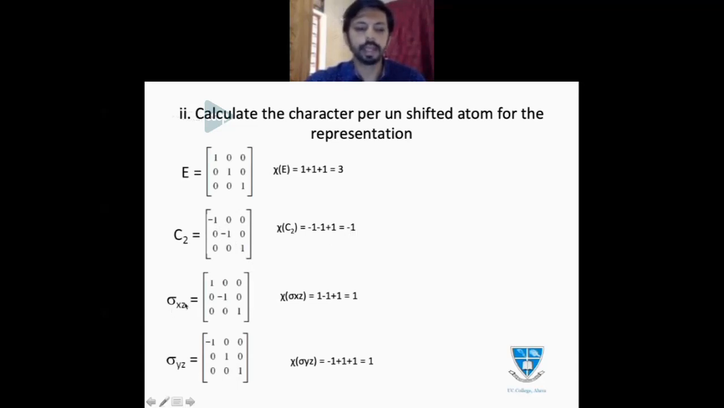Then third, we are giving the sigma XZ. Sigma XZ, again, this is the matrix representation. So the character will be 1, minus 1, 1. So summing up, we get the character as 1. Then sigma YZ, when you sum up minus 1 plus 1 plus 1, we will get 1.